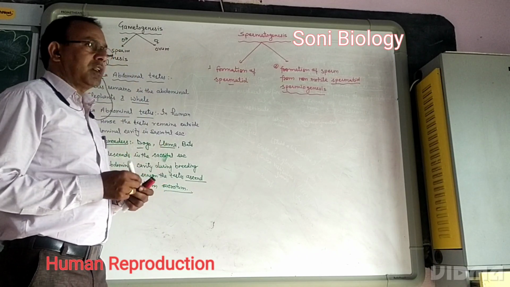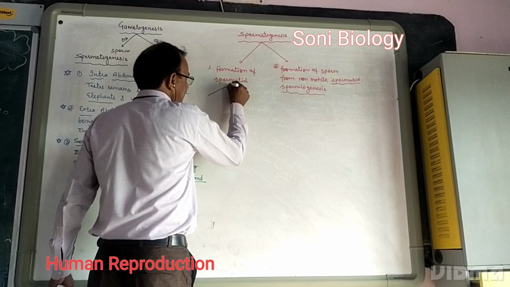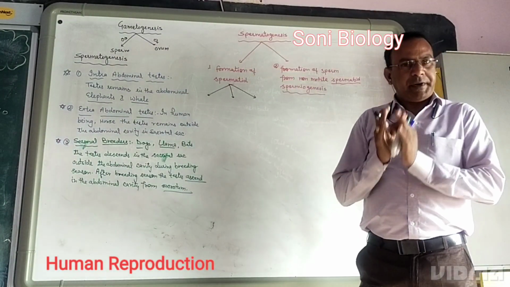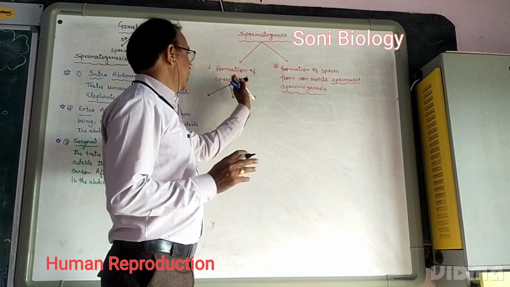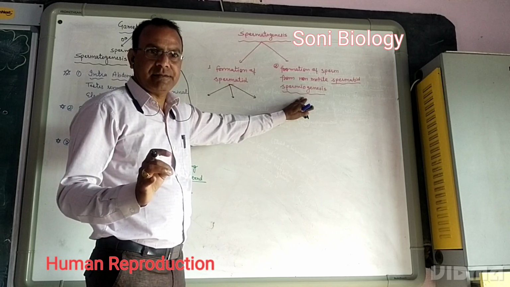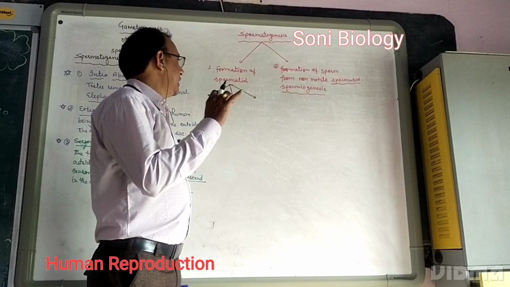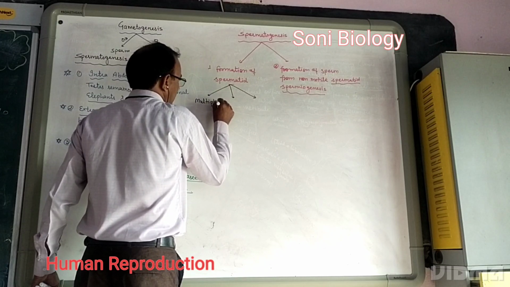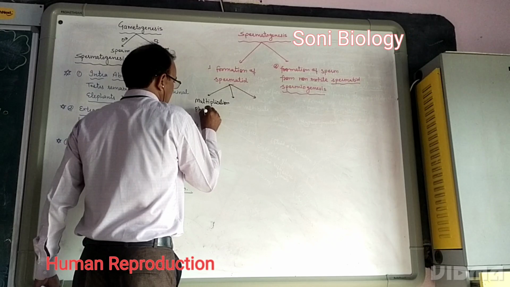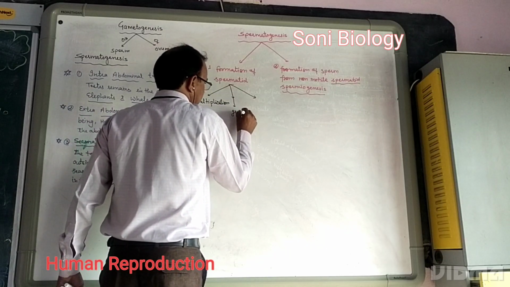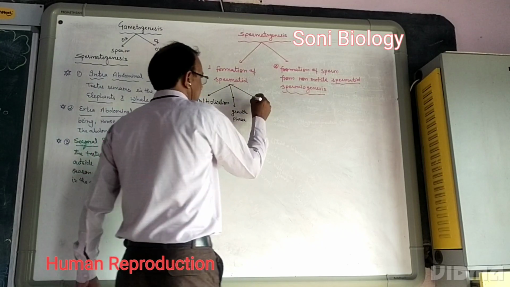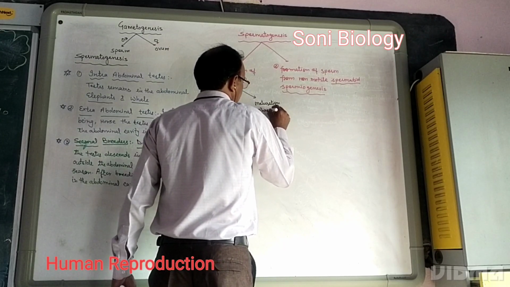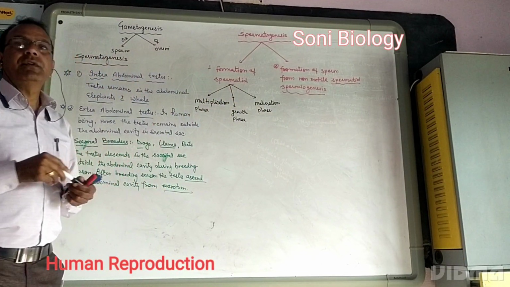The formation of spermatid is completed in three stages. Spermatogenesis is the process in which sperms are produced. It is completed in two phases: the first phase is formation of spermatid, and the second phase is spermiogenesis. Formation of spermatid is completed in three phases: first is the multiplication phase, the second is the growth phase, and the third is the maturation phase. How can these phases occur? First of all, we discuss formation of spermatid.